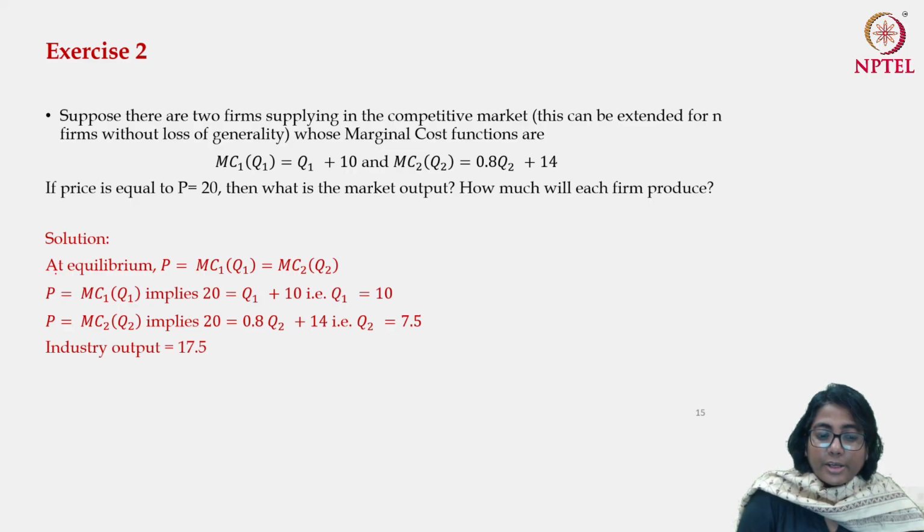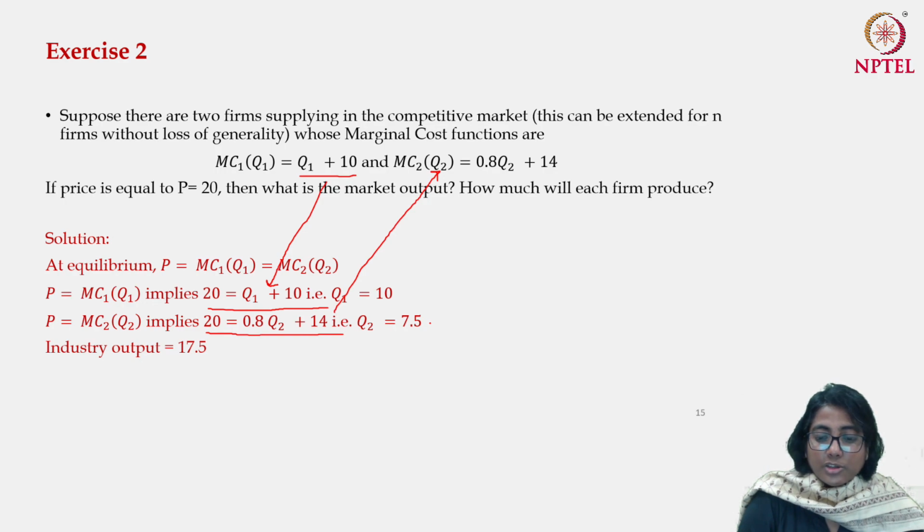At equilibrium, if you equate P with MC1, since P is 20, you get 20 equal to Q1 plus 10. From here you can quickly solve that Q1 is equal to 10. So the first farm will be producing 10 units of output. For the second farm, you equate 20 with 0.8 Q2 plus 14. You solve for Q2 and get Q2 equal to (20 minus 14) divided by 0.8, which is equal to 7.5.